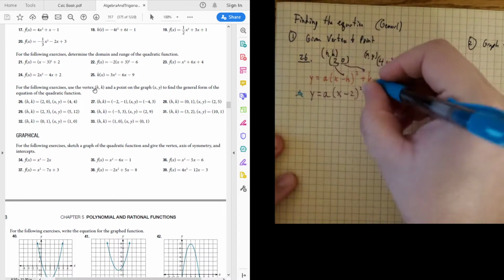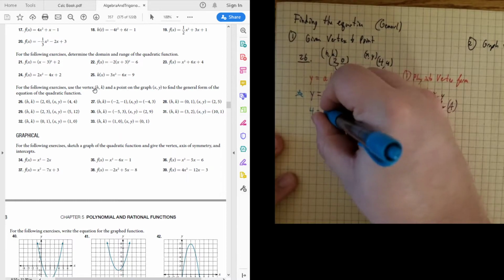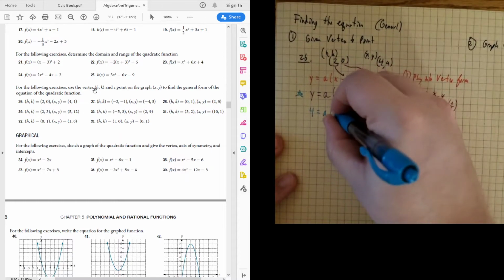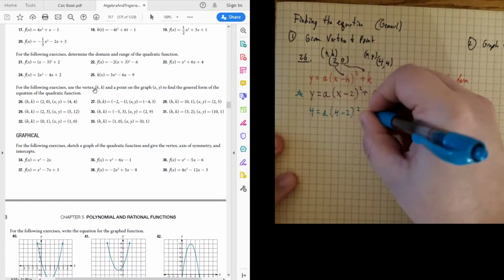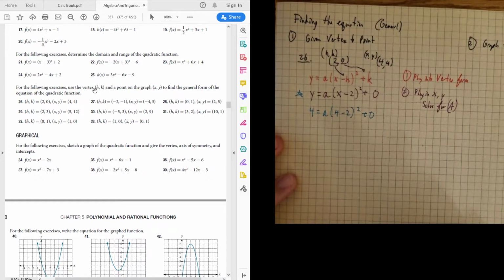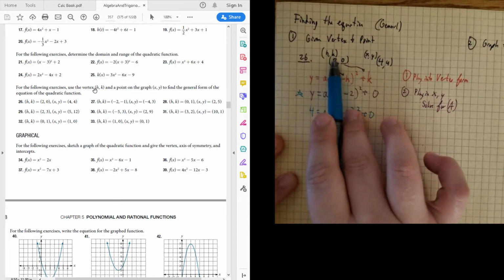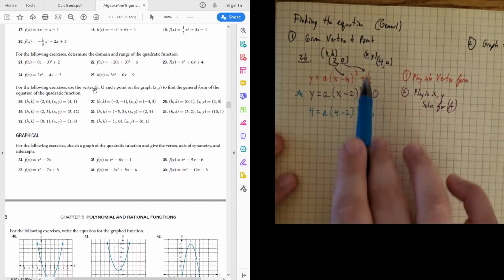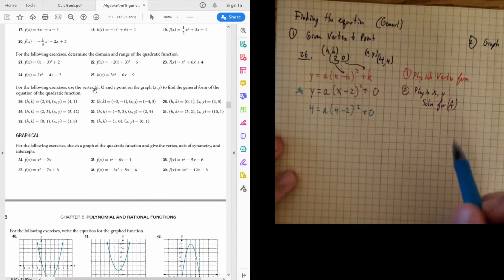So everywhere there's a y, I plug in 4. Everywhere there's an x, I plug in 4. Notice that I'm left with one equation that has just a in it. So I plugged in h, I plugged in k, wrote it down. Plugged in x, plugged in y, wrote it down. And now the next piece says solve for a, meaning get a by itself.